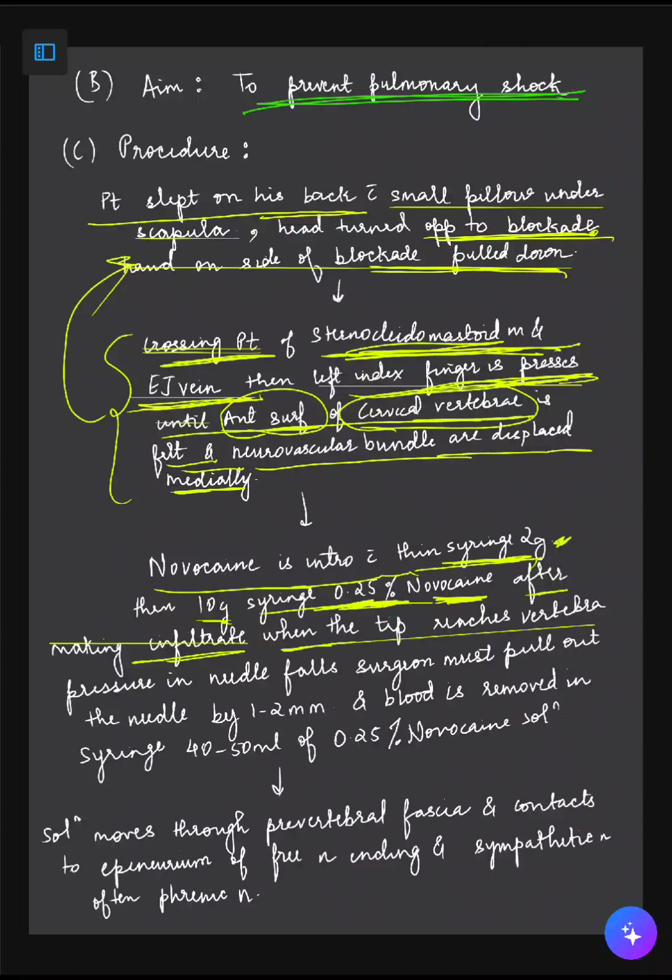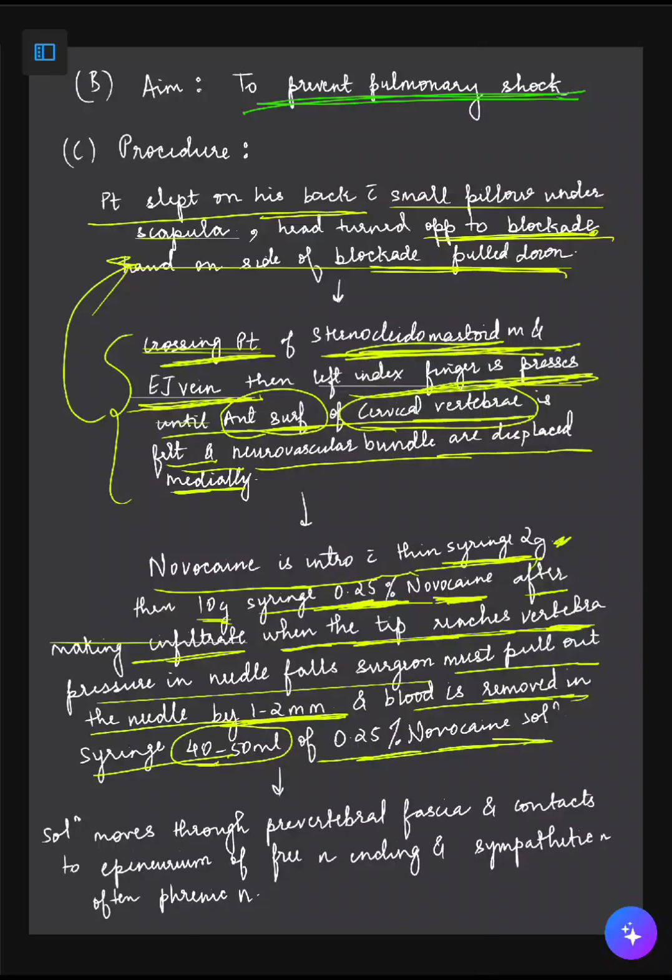Then when the syringe tip reaches the vertebra, pressure in the needle falls and the surgeon must pull out the needle by 1 to 2 millimeters, and blood is removed into the syringe, for about 40 to 50 ml of 0.25% Novocaine solution. Now the solution moves through the prevertebral fascia and contacts the epineurium of the free nerve endings, the sympathetic nerve, and often the phrenic nerve.